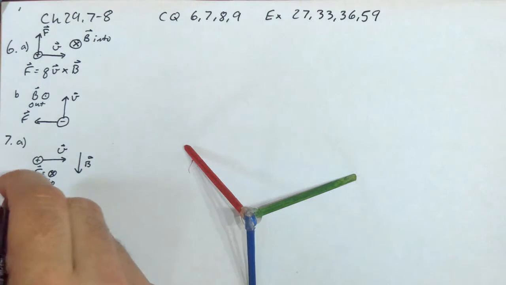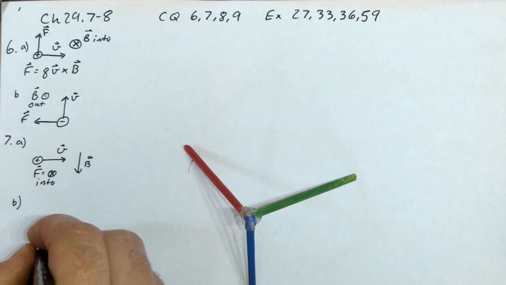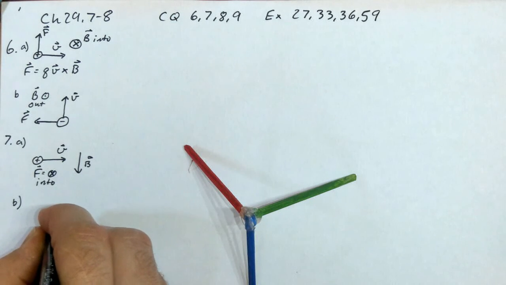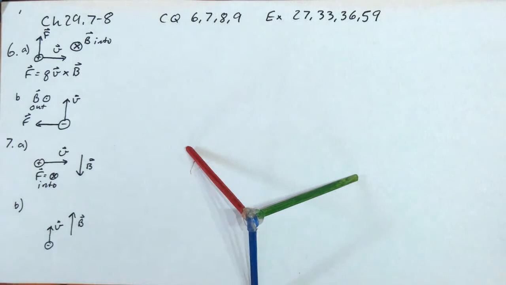All right, part B: I have a negative charge moving upward in a magnetic field where everywhere it's upward. What is the direction of the force in this case?